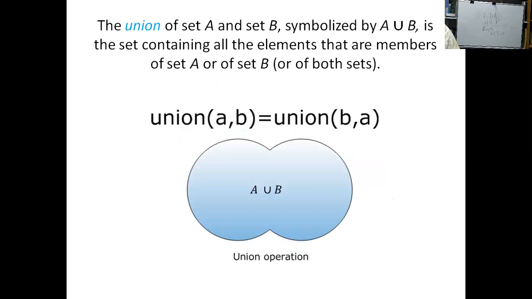Now we talked about intersection, we also have union. Union of A and B is the same as union of B and A. Union of set A and set B is symbolized by A ∪ B. It is a set containing all the elements that are members of set A or set B. Union operation.